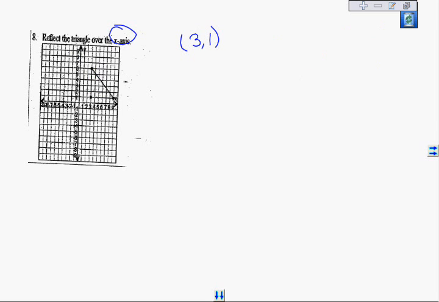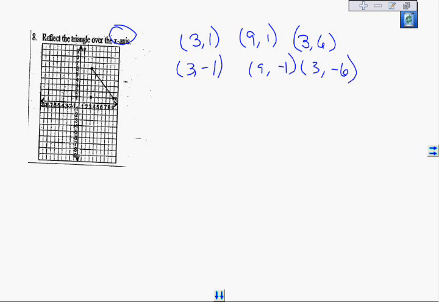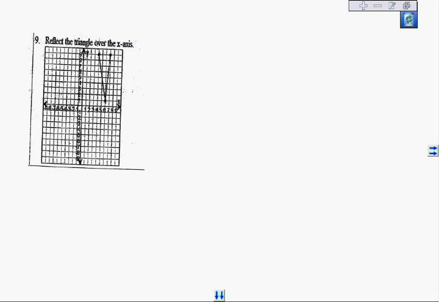Flipping over the x-axis, let's write our coordinates. Right 3 up 1. Right 9 up 1. Right 3 up 6. Flipping over the x, you change the y's. So let's go ahead and just write all of our x's. That way we just keep them the same. Change all the y's. Plot your points. Right 3 down 1. Right 9 down 1. Right 3 down 6. If I were to fold this along the x-axis, would these overlap? Yes, they would.